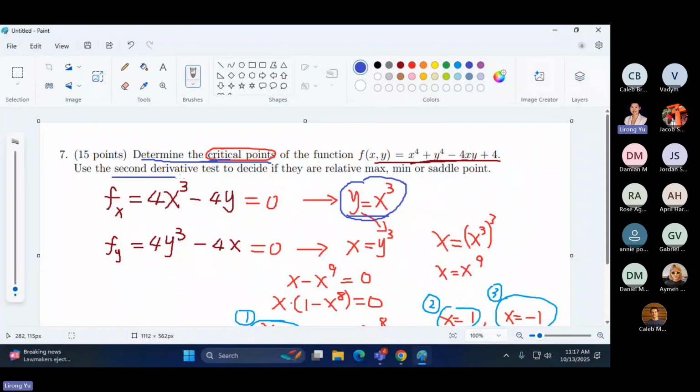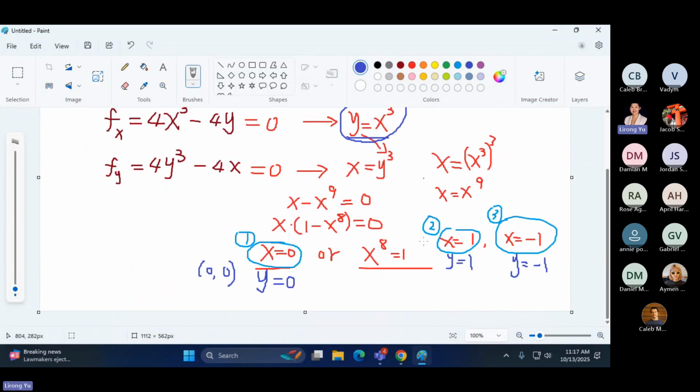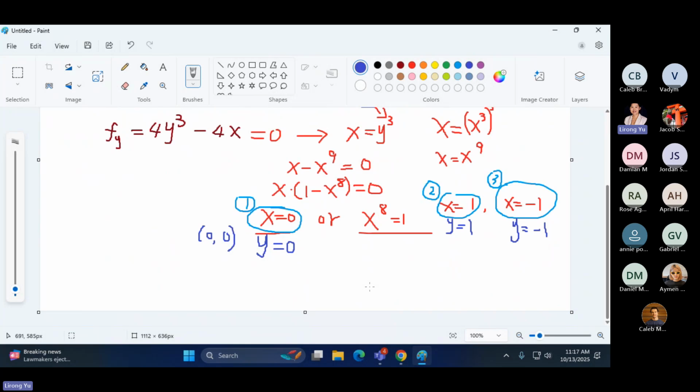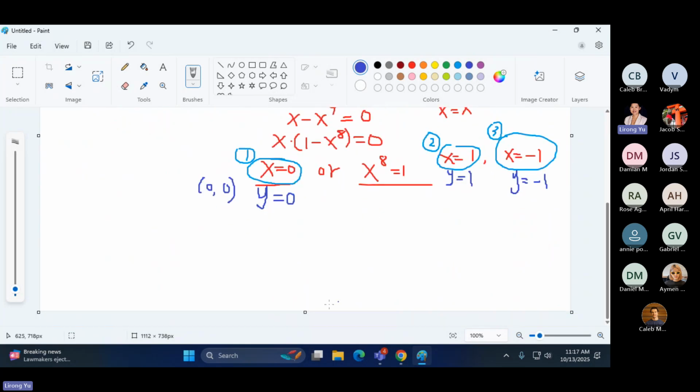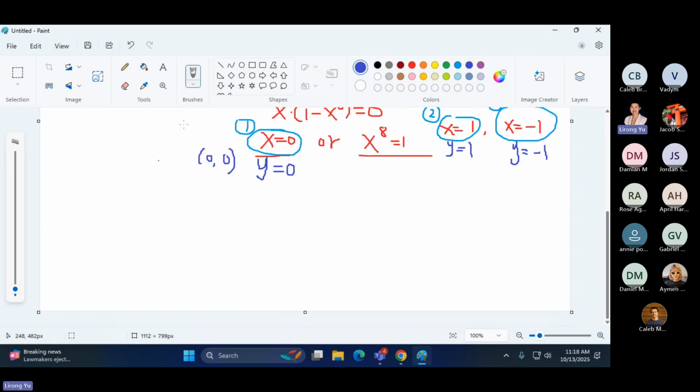The second question is to use the second derivative test to determine which case it is: max, min, or saddle, for the set of points. So now I'm going to try to make a table just so we can cover all 3 points.